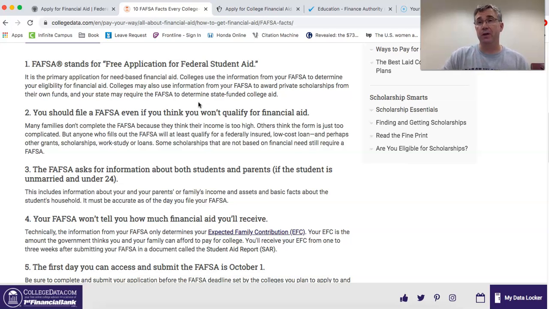It is also something that you have to fill out every year while you're in college. So you fill it out once when the student is applying to college to get in as a first-year student, but then every year after that, you have to reapply for financial aid. So you have to do that every year.